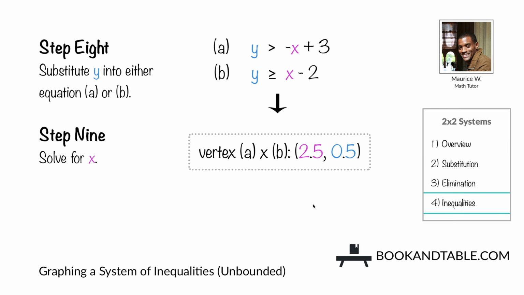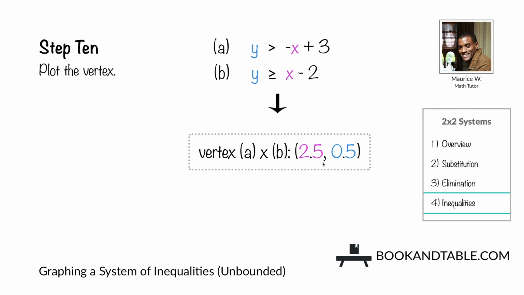So we see that the vertex for inequality A and B is 2.5, 1/2. So now that we know the vertex and we've created value tables with 3 points for each line, we can now plot the vertex and sketch both lines. So step 10, we want to plot the vertex, the point where the two lines cross, positive 2.5 along the x and positive 1/2 along the y.